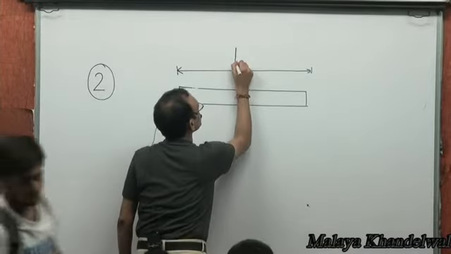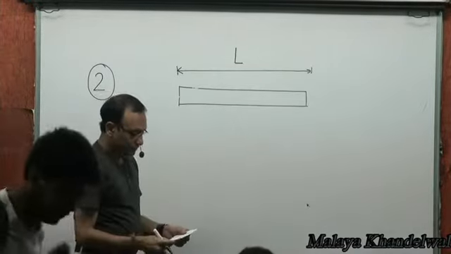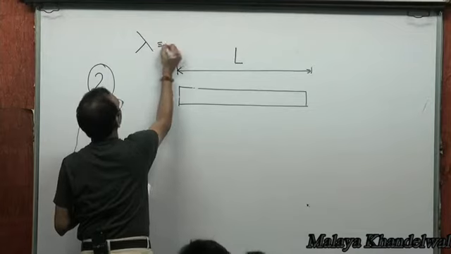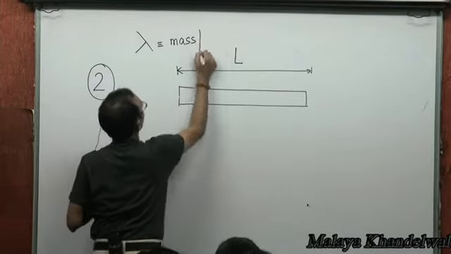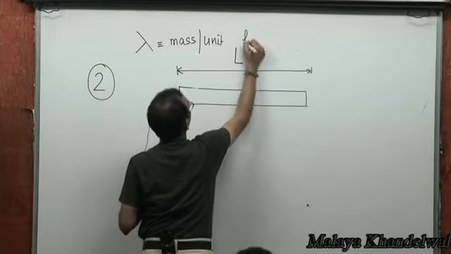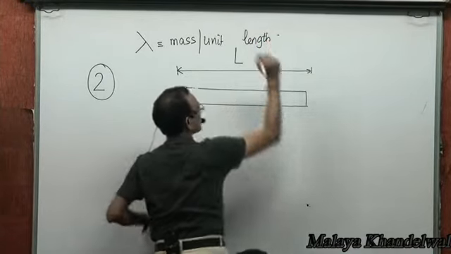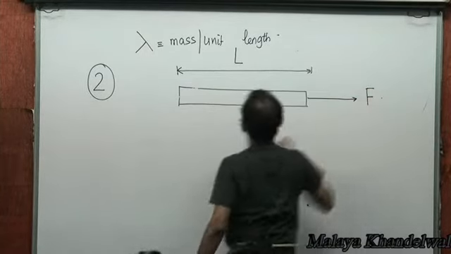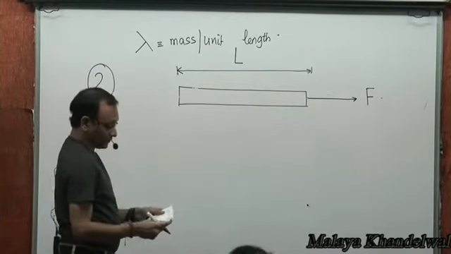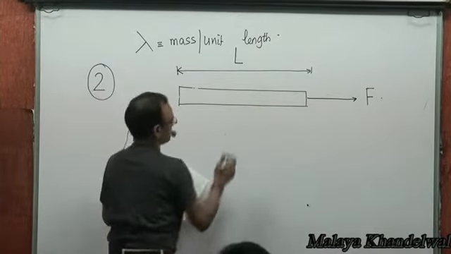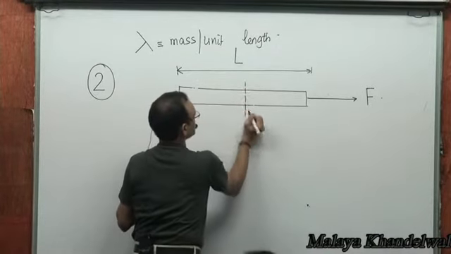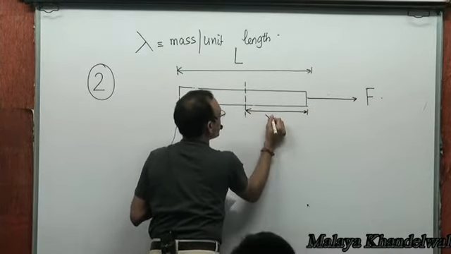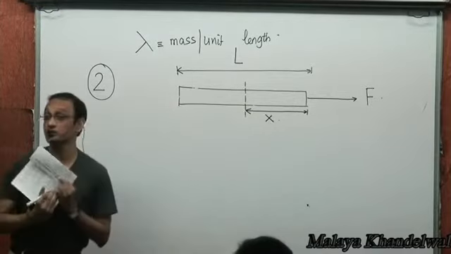So if L is the length of the string, and let's say lambda is the mass per unit length, and I apply a rightward force F on the string, then I want to be able to calculate the tension in the rope, tension at this interface, which is at a distance x from this end. At a distance x from this end, I want to be able to compute the tension.